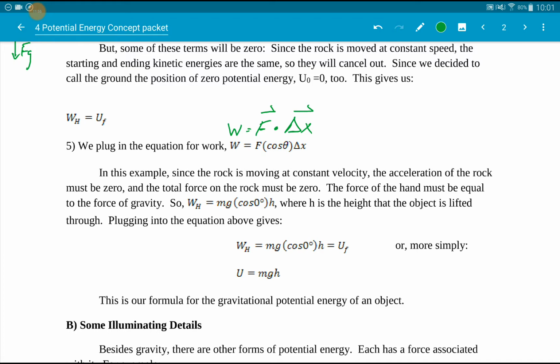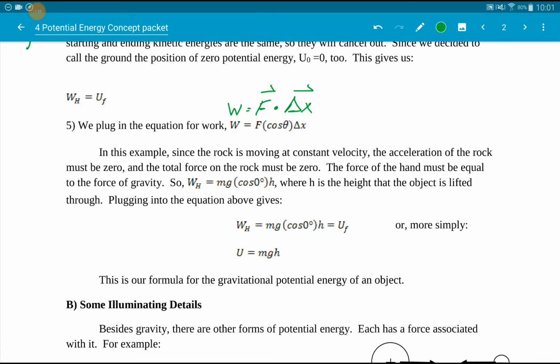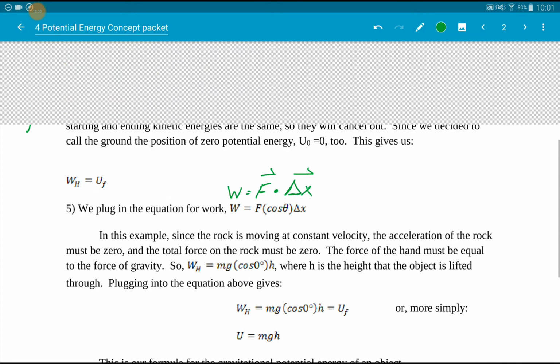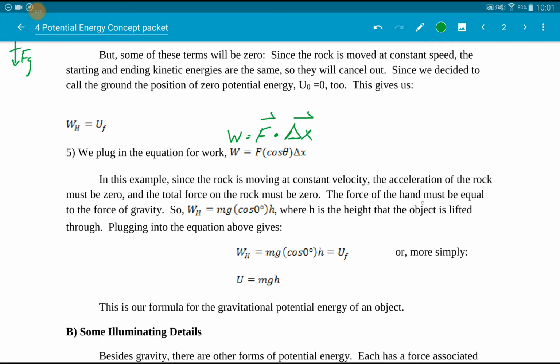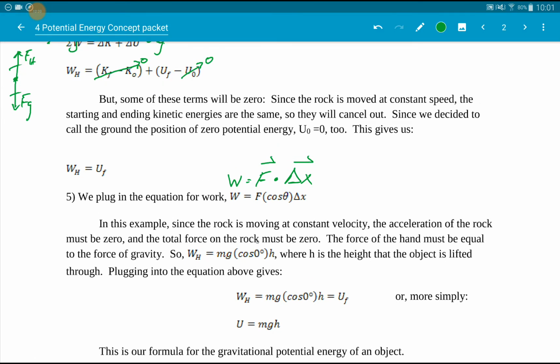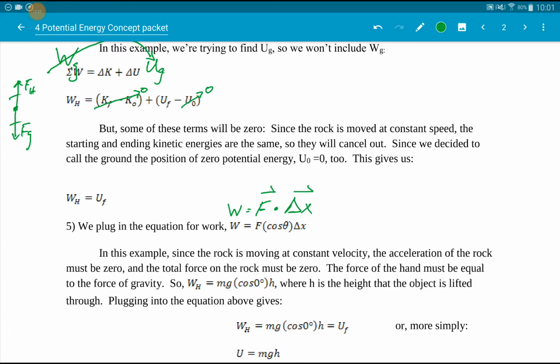All right, so in this example, since the rock is moving at a constant velocity, the acceleration of the rock must be zero. And the total force on the rock then must also be zero, meaning we have balanced forces up here. The force from the hand must be equal to the force of gravity because of this. So the work that the hand does must be equal to mg, that's the force of gravity, times the cosine of the angle between the hand's force and its displacement vector.